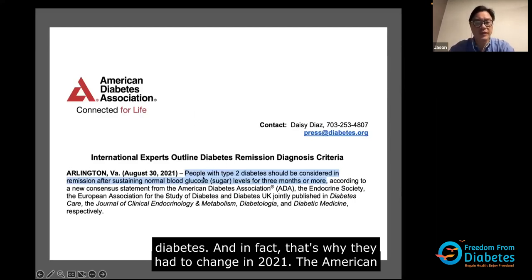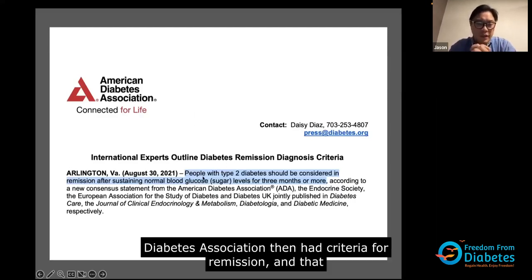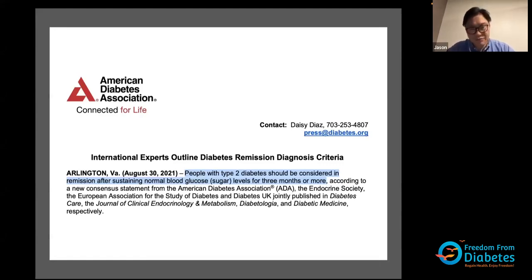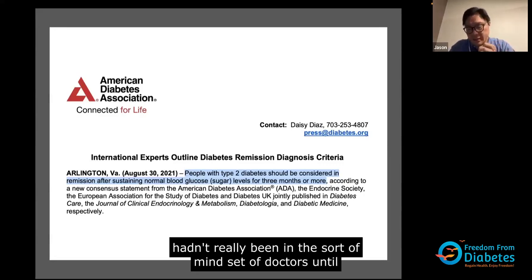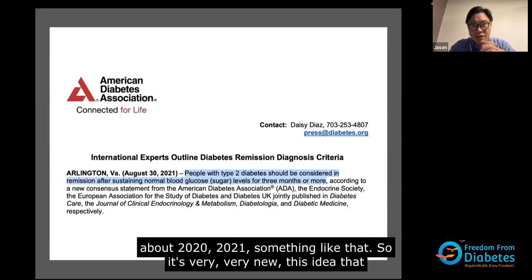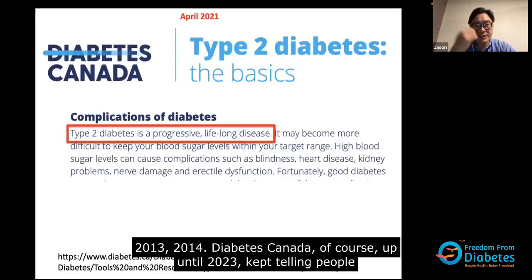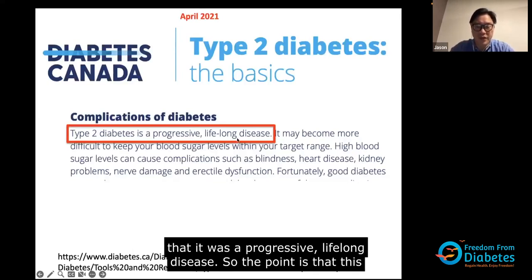In fact, that's why they had to change. In 2021, the American Diabetes Association then had criteria for remission. And that meant that if this was in fact a reversible disease, something that hadn't really been in the mindset of doctors until about 2020, 2021, something like that. So it's very, very new, this idea that you can reverse type 2 diabetes. I've been talking about it since about 2013, 2014. Diabetes Canada, of course, up until 2023, kept telling people that it was a progressive lifelong disease.